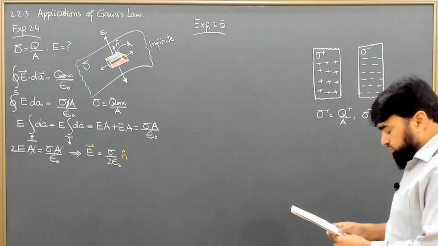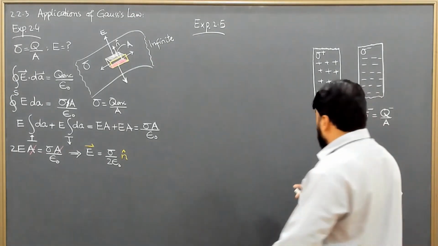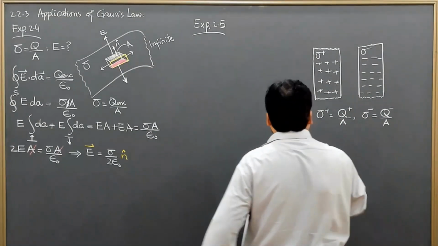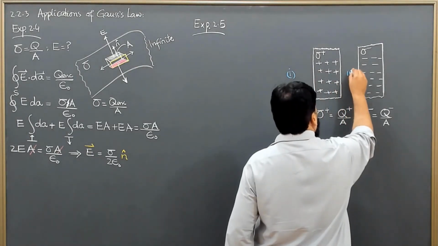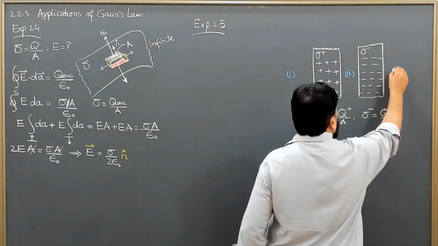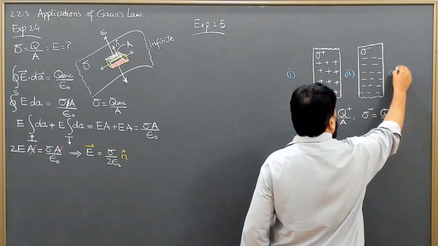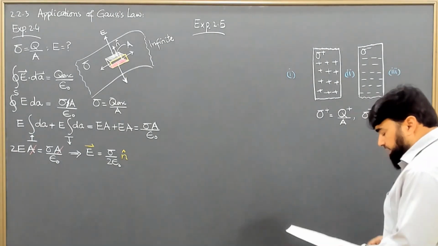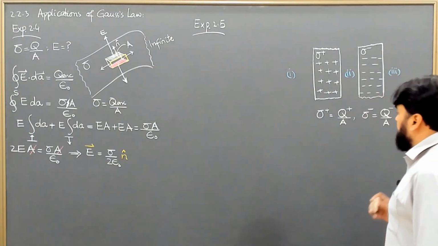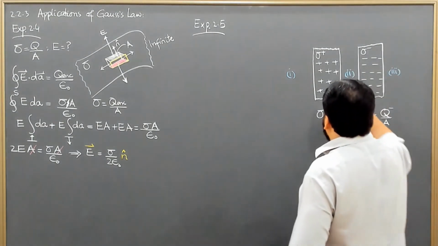Now it is saying to find the field in these three regions. The regions are: this is region 1, this is region 2 and this is region 3. Find the fields here in these three regions. Now the geometry is such that, let me consider this one.